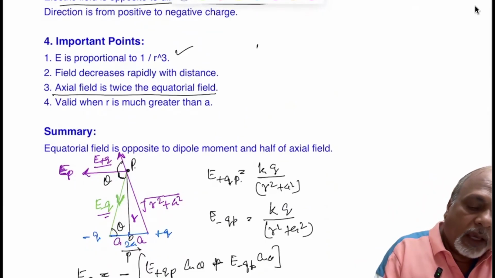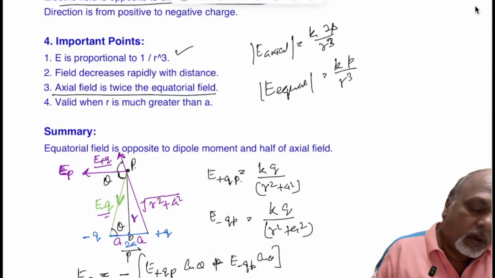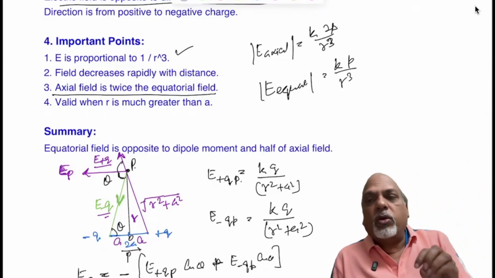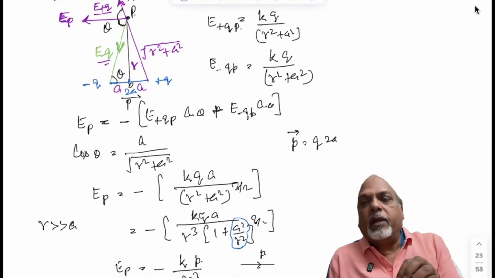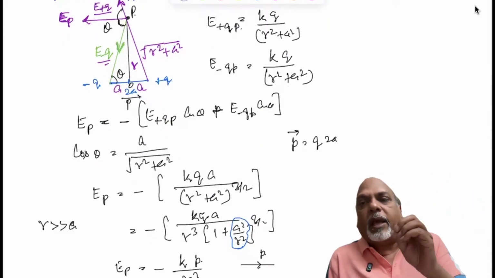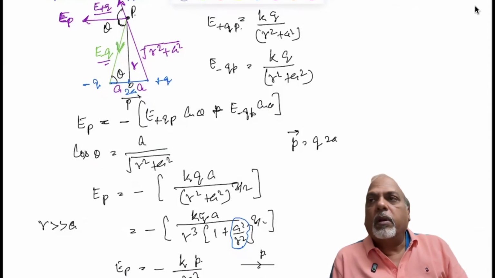You have seen axial, which we have found out earlier, that is K 2P upon R cube, and equatorial, that is K P upon R cube. Correct? So this is how you can find out the electric field at the axial point and at the equatorial point due to the dipole. Correct?